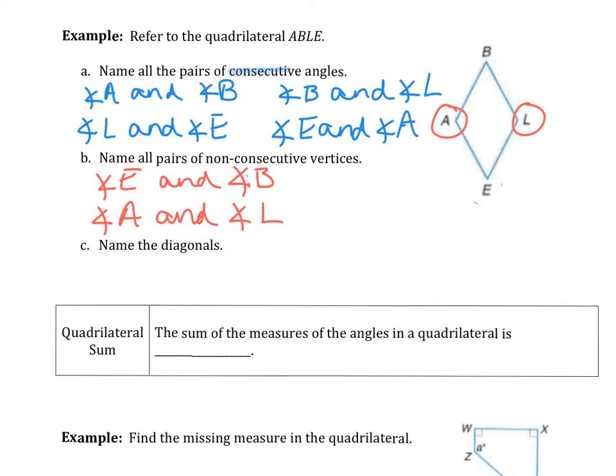Those answers are going to help us name our diagonals. I will go ahead and draw those in with my highlighter here. So from angle A to angle L is one diagonal, so I'll name that segment AL. And then the other diagonal here is going to be from E to B, angle E to angle B, and I will name that segment BE. Okay.